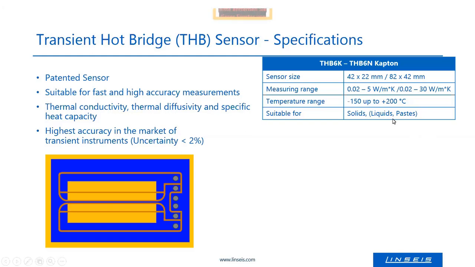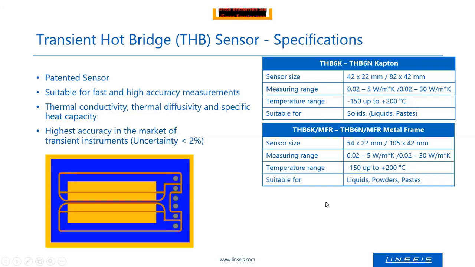But for liquids and pastes, only the pure sensors without a metal frame around them can be used, if the viscosity is not too high. If you have powders, or liquids with a higher viscosity, a metal frame needs to be placed around the sensor to stabilize it. And then the specifications are the same.